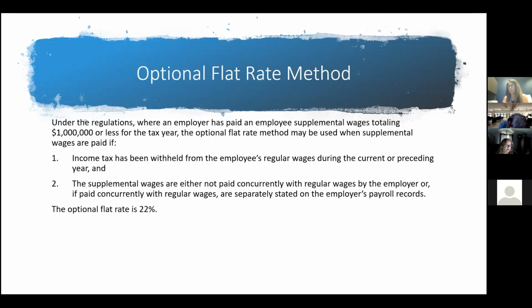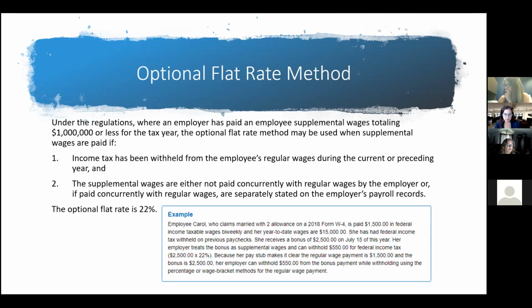Okay, so the optional flat rate method is used if the employee has been paid less than $1 million, which is most of us in most scenarios that you're going to come across. Then the flat rate method is 22%. This can be used if income tax has been withheld from the employee's regular pay during the current or preceding year, and the supplemental wages are not paid concurrently with regular wages by the employer. Or if they are paid concurrently with regular wages, they are on a separate check or a separate payroll record.